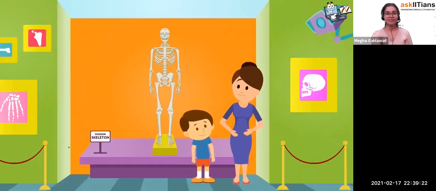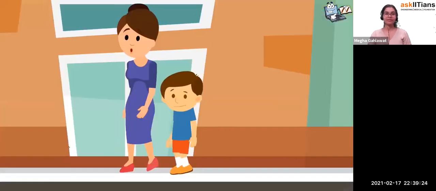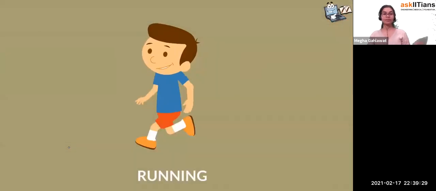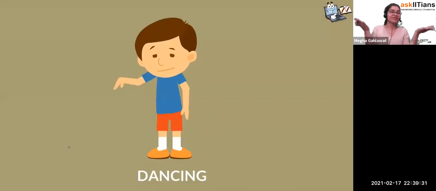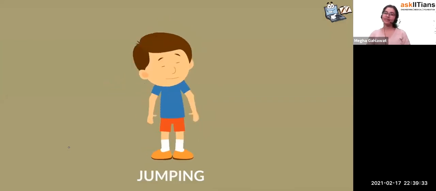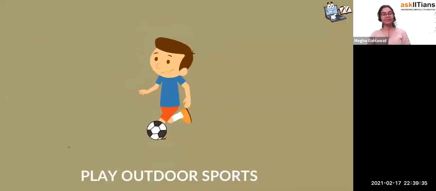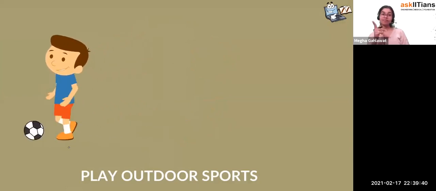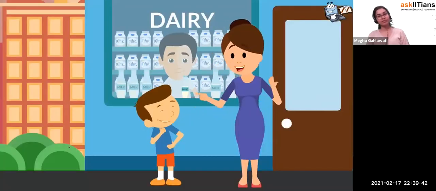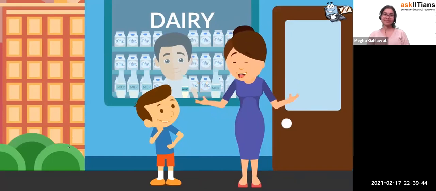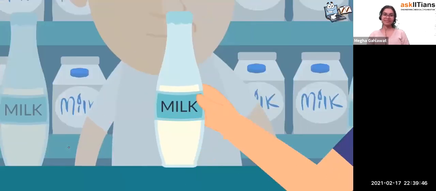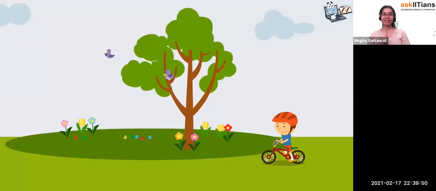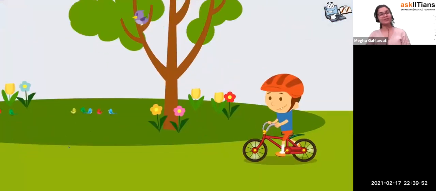Let's go home. We should take proper care of our bones. We should do exercise, running, dancing, jumping, and we should play outdoor sports. It makes our bones strong. You know, if your body doesn't have enough calcium, it will take it from your bones, making your bones weaker. Ta-da! Good reason to drink milk. Protect those skull bones by wearing a good helmet for bike riding, skating, and other sports. Bye-bye!